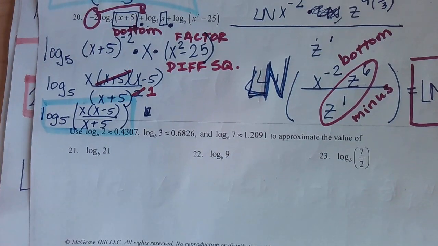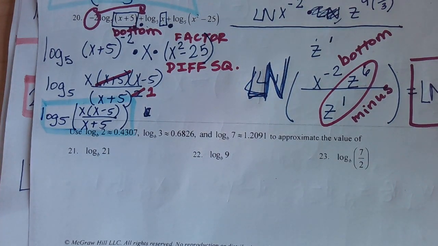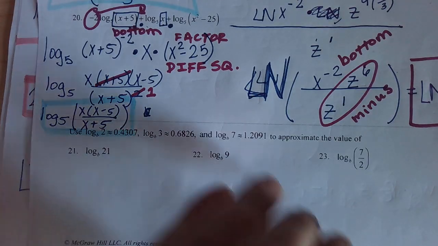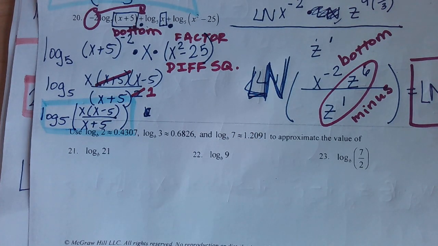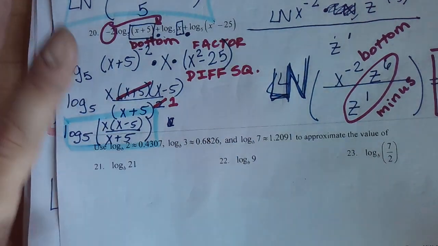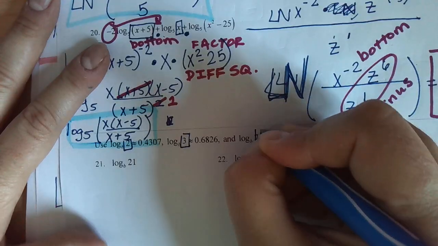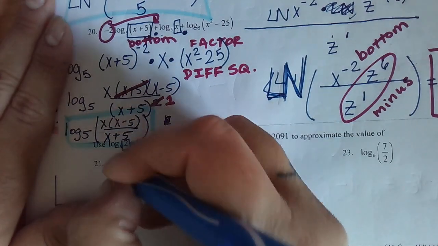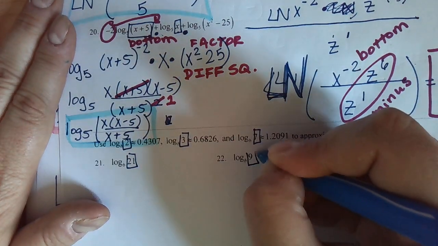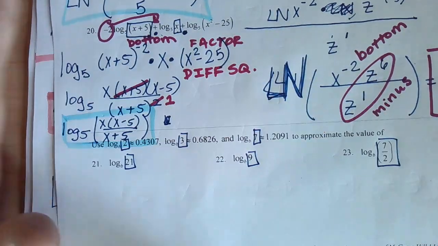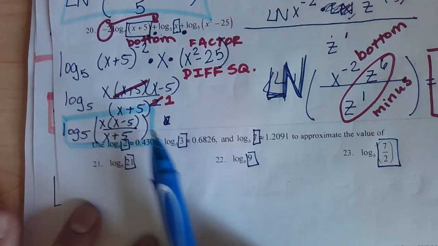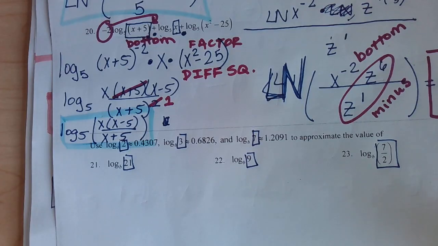And no, we cannot cancel out any x's. All right, now it says use log b2 and log b3 and log b7 to approximate the value of this. Okay, so let's just kind of play around. I have the numbers 2, 3, and 7. Let's try and break our 21, 9, and 7 over 2 into some kind of combination of 2, 3, 7. Let's see what we can do.